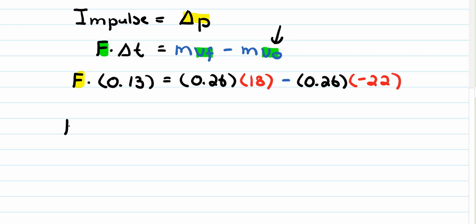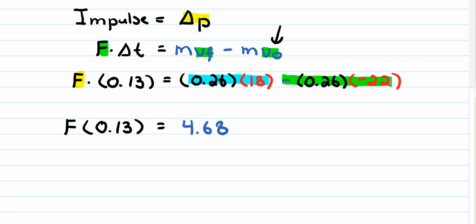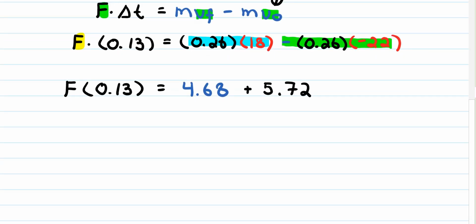On the left-hand side, we can write down force times 0.13. And then if I multiply 0.26 by 18, I believe that's going to be 4.68. All right, and then we have two negative signs here, so basically we can change that to a positive, and we get positive 5.72.